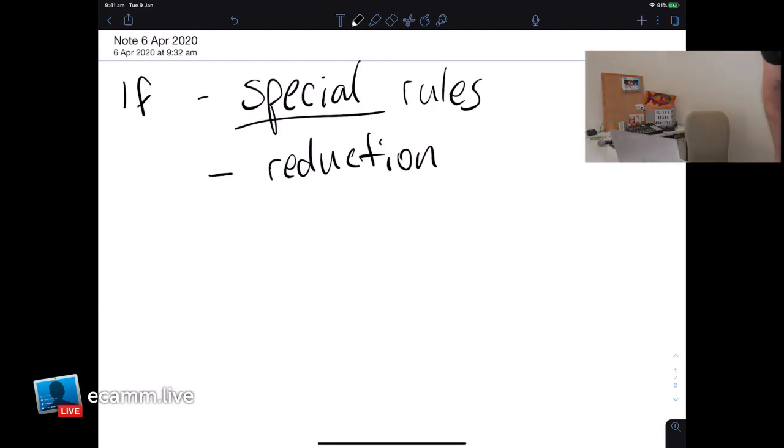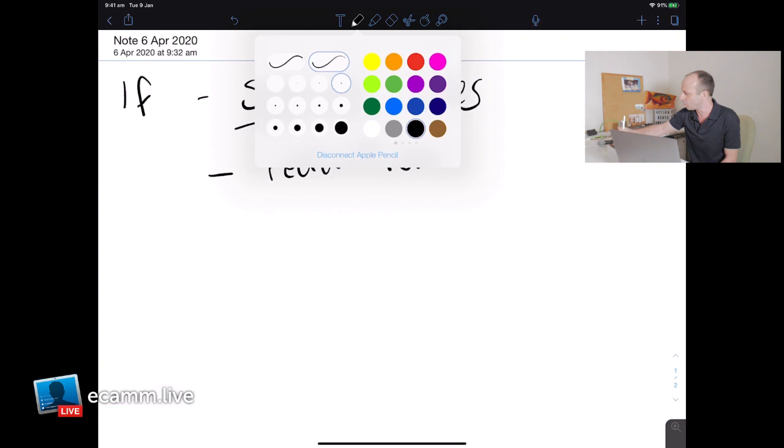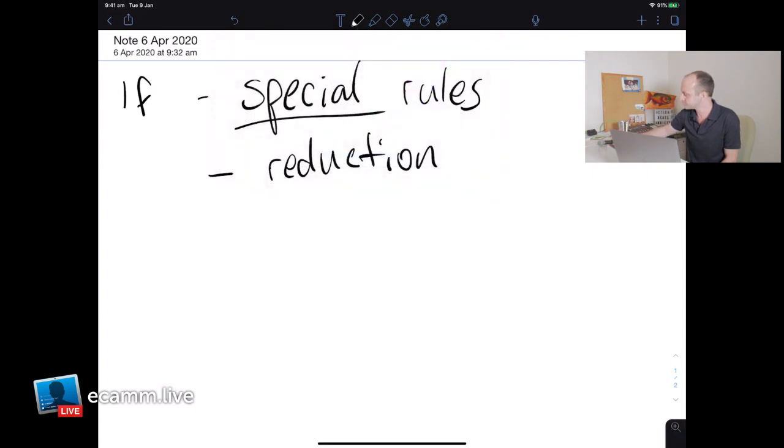Lost. Looks like Instagram doesn't go live today. That's a shame. Sorry, Instagram. Anyway, if special rules and reduction, or you might call it inversion.